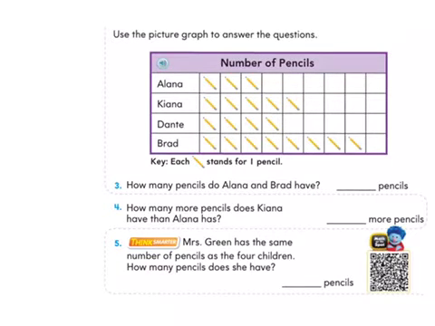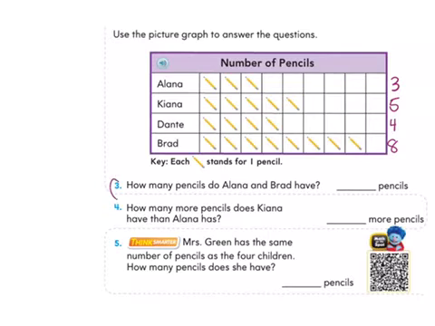Here is another picture chart. And in this picture chart, it is about the number of pencils. So again, it's showing us pictures for each kid. And the key tells us each one of these pictures stands for 1 pencil. So that means Elena has 3 pencils. Kiana has 5 pencils. Dante has 4 pencils. And Brad has 8 pencils.